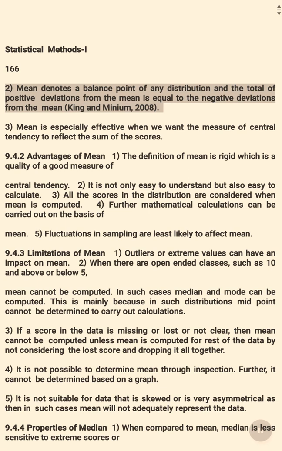2. Mean denotes a balance point of any distribution, and the total of positive deviations from the mean is equal to the negative deviations from the mean. King and Minium, 2008. 3. Mean is especially effective when we want the measure of central tendency to reflect the sum of the scores.